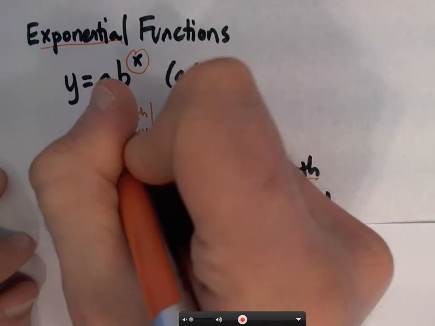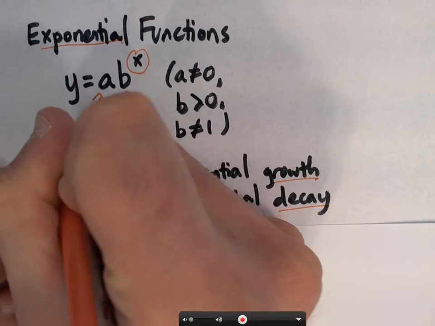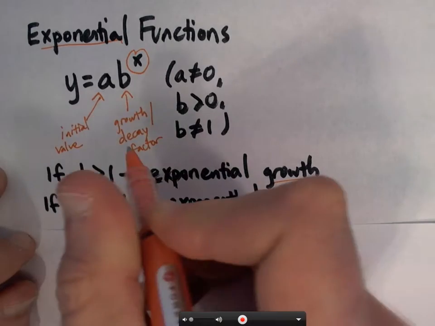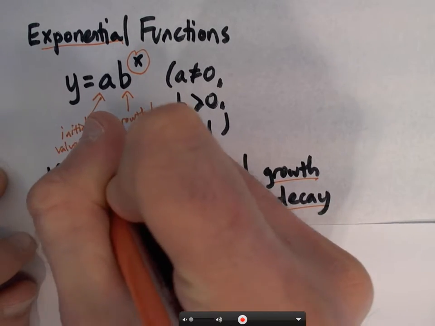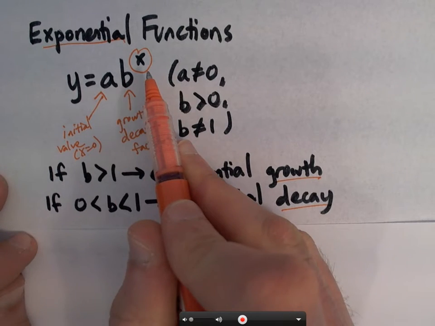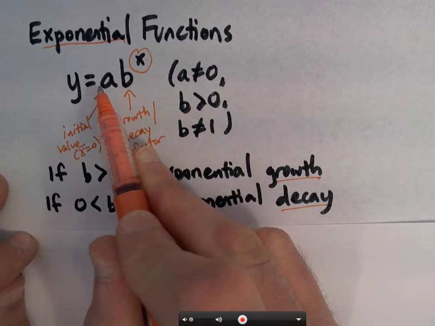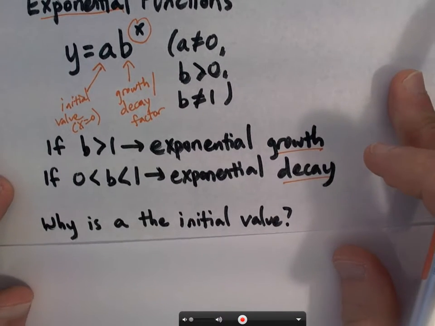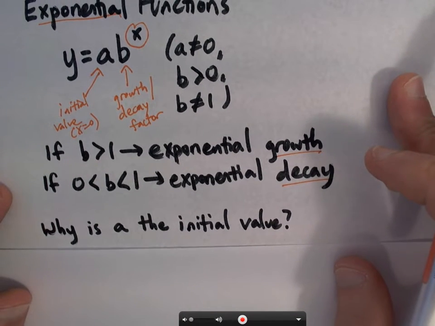And finally, a. What is a? A is your initial value. By initial, I mean at x equals 0. So a is kind of your starting point. If you're timing at x equals 0 at the beginning of your time, your value of y is going to be a. And let's talk about why that is. Why is a the initial value?